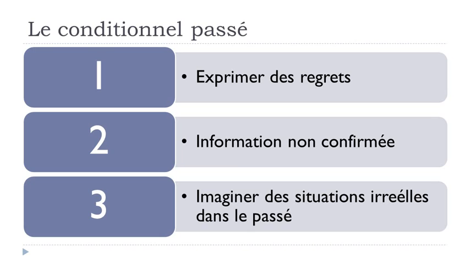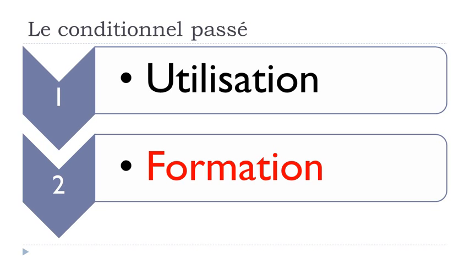So that's the use of le conditionnel passé. Okay, so first one, exprimer des regrets here. Second use, information non confirmée. And then the last one, imaginer des situations irréelles dans le passé. Okay? And now let's see how we make this conditionnel passé.